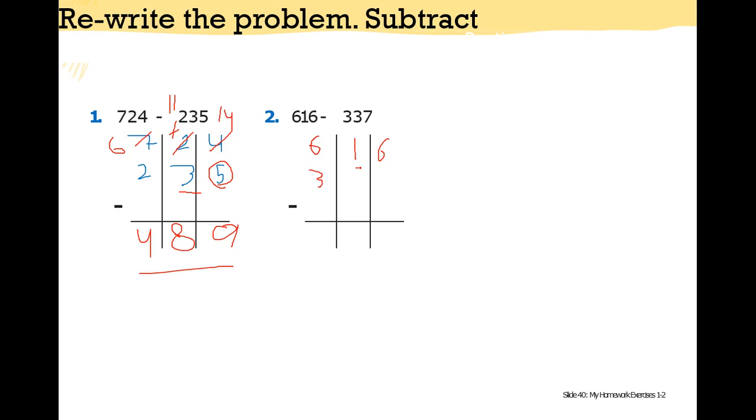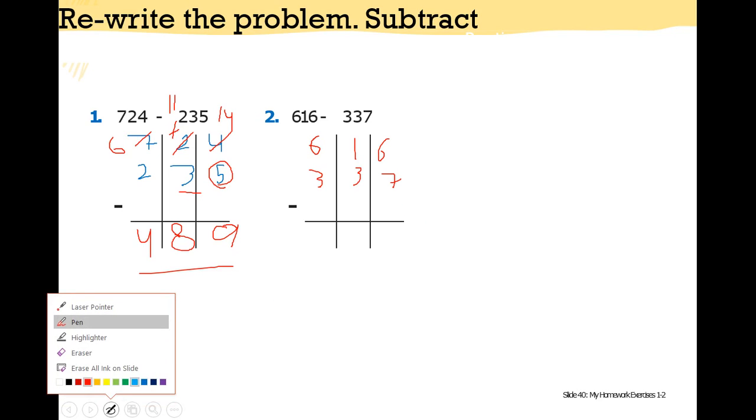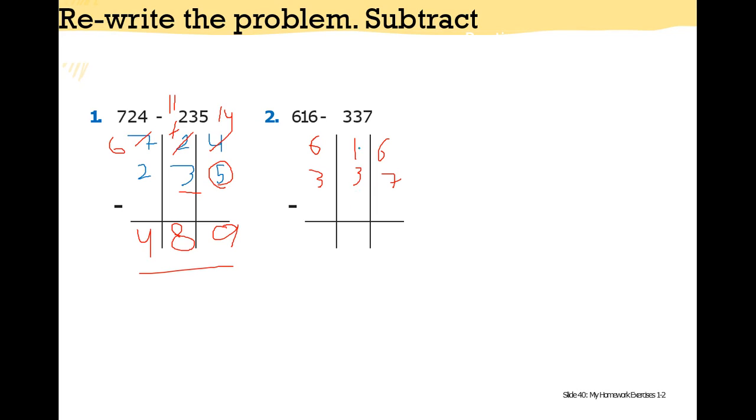minus 3, 3, 7. 6 minus 7, we can't do that. Why? Because we have more on the floor. We need to move to the next door to regroup. We need to cross number 1 to change into 0. And 6 is going to change into 16. 16 minus 7 equals 9.